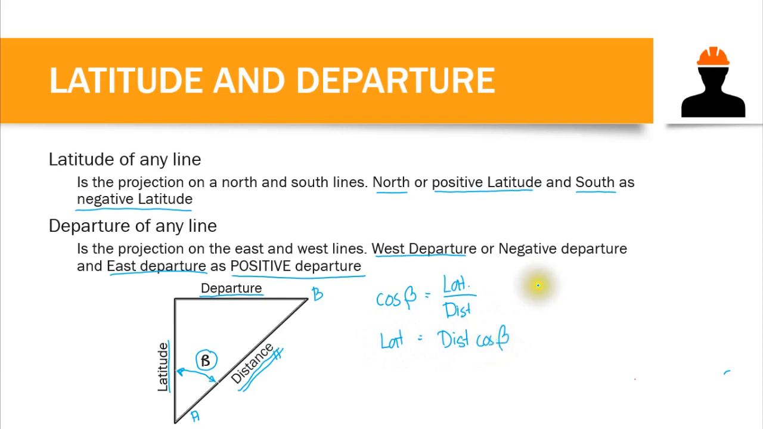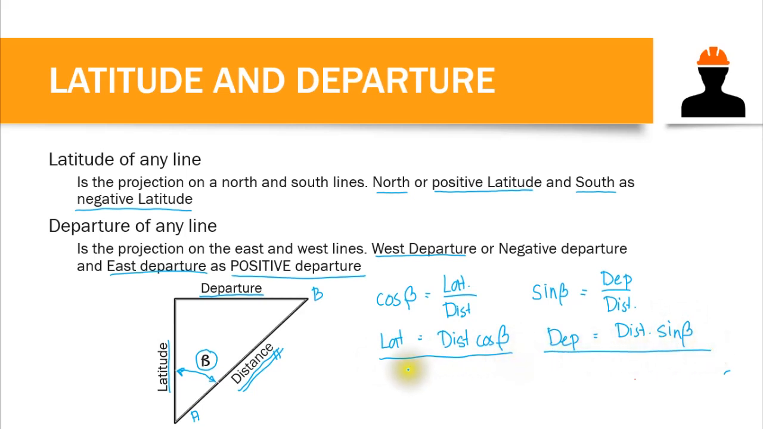Now for departure, we can say that sine of the bearing angle is equal to the opposite of that angle. We have the departure over the hypotenuse, which is the distance. Hence, we have the departure here, which is equal to the distance times the sine of that angle. So this is how you are going to compute for the value of the latitude and the departure.